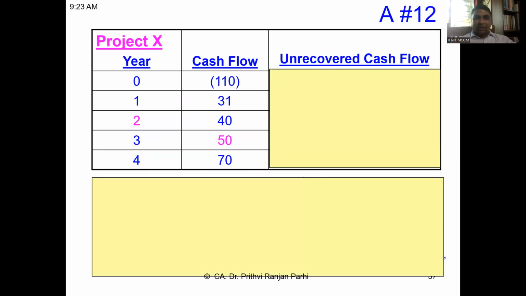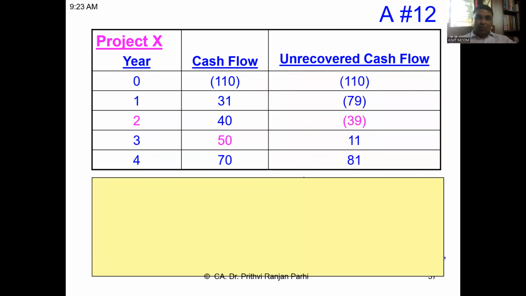Now, first we apply the cash flow method. So we are not going to discount the cash flows. Look at this table here. You'll be able to understand. Year 0, investment is 110. Nothing is recovered from the project, so my unrecovered cash flow is again 110. Year 1, 31 is recovered out of 110. So 79 is unrecovered.